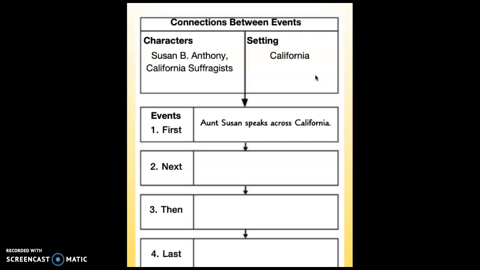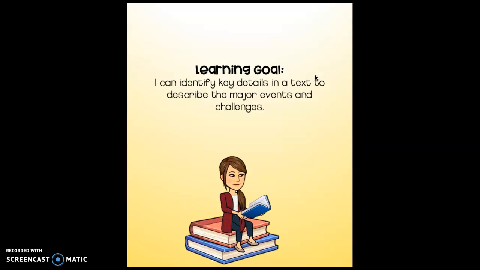There are several key details that you can learn from reading in the text on page 133. I'd like you to try to fill in the next big details from this event. What happened when she spoke across California? Your learning goal today was to identify key details in a text to describe the major events and challenges, just like I did with the first event.